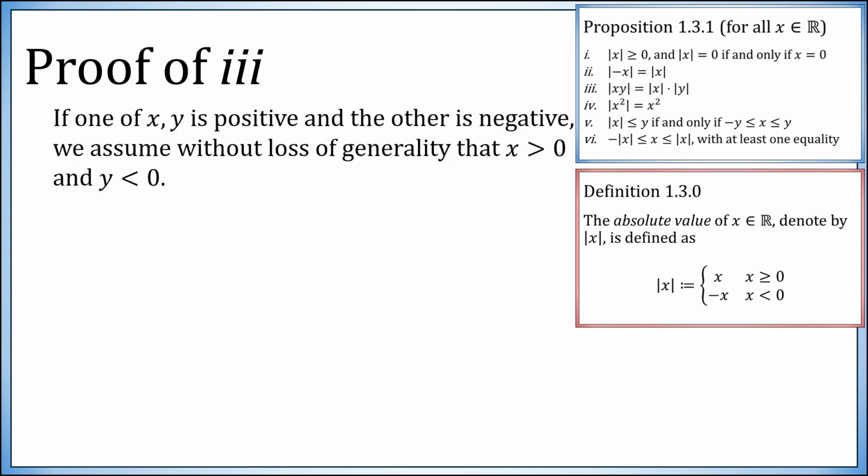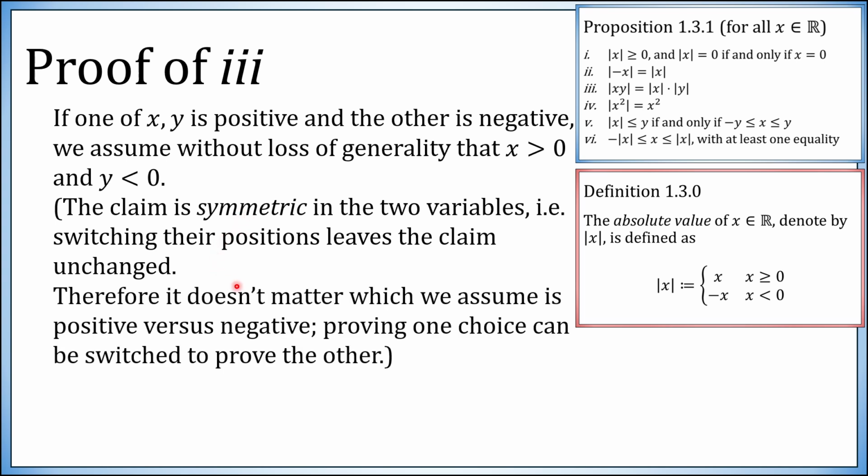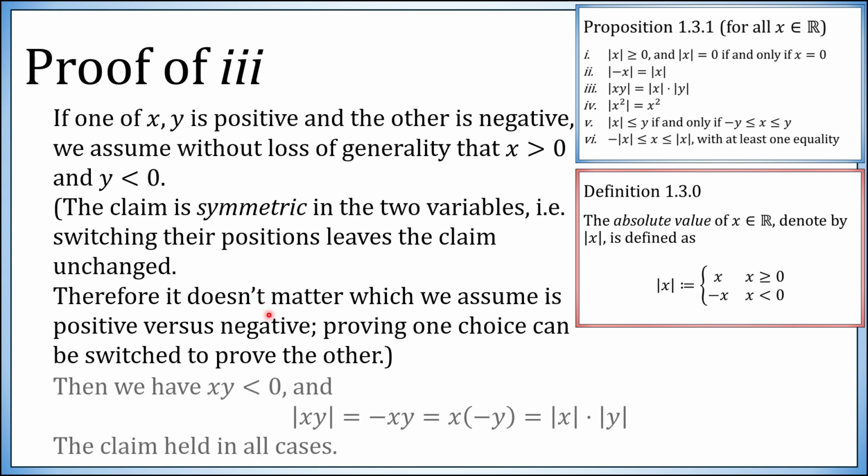Continuing, what if one of x and y is positive and the other one is negative? We're just going to assume that x is the positive one and y is the negative one. You can repeat the proof just by reversing the letters if you really want. This is what we mean by without loss of generality. The proof is the same whether x is positive and y is negative, or just switch them. This is a way of saying that the claim is symmetric. If you reverse the two variables, it doesn't actually change what goes on. So it doesn't matter which one you assume to be positive versus which one you assume to be negative.